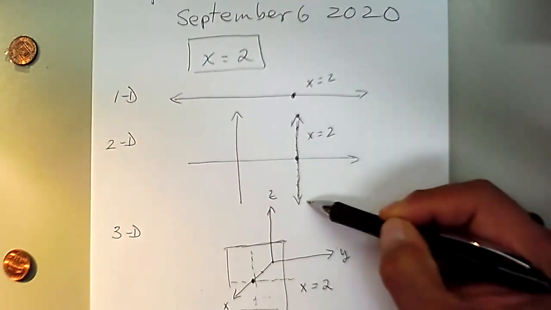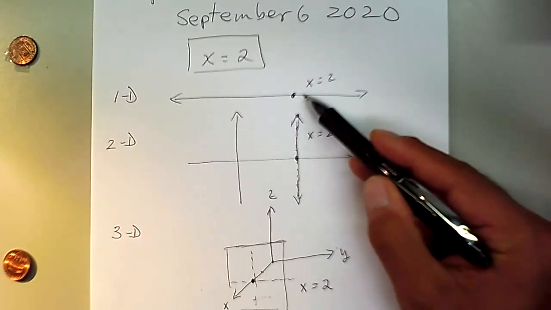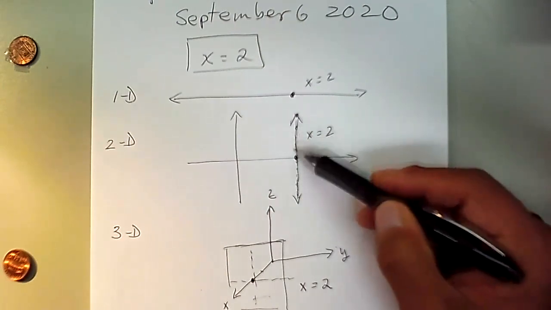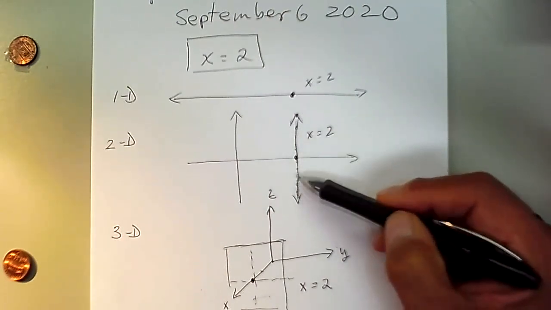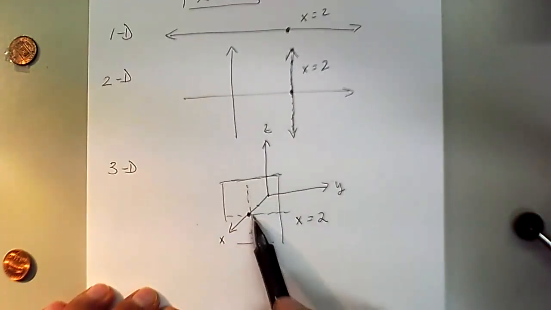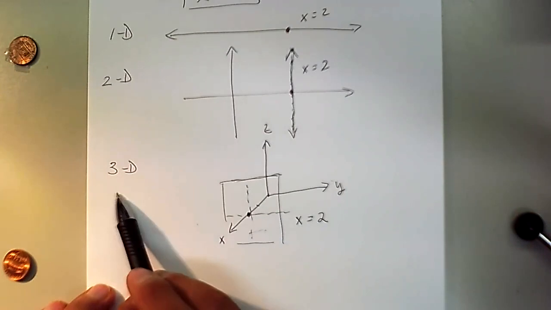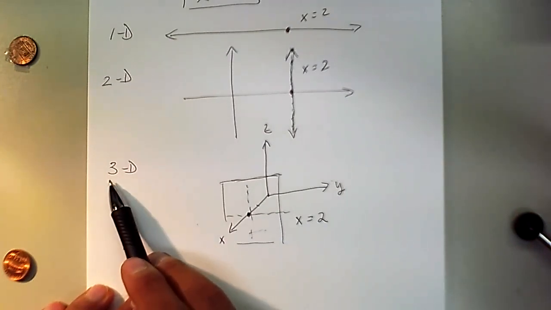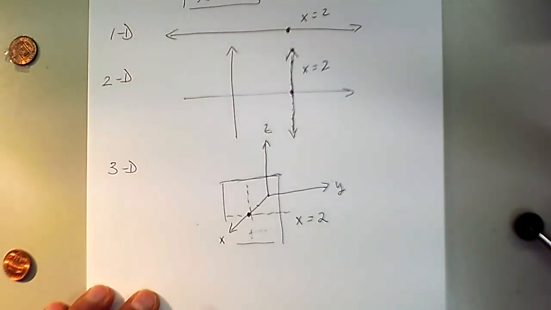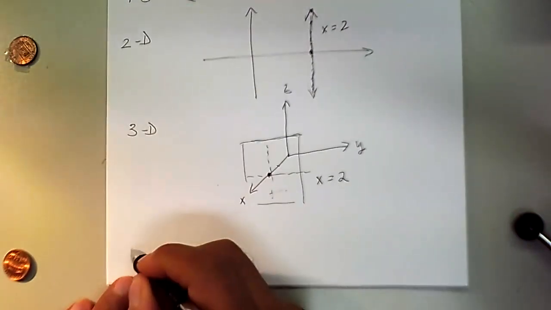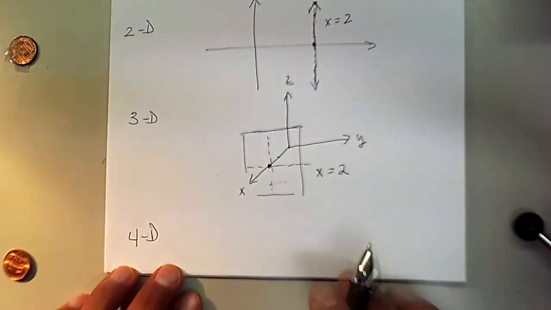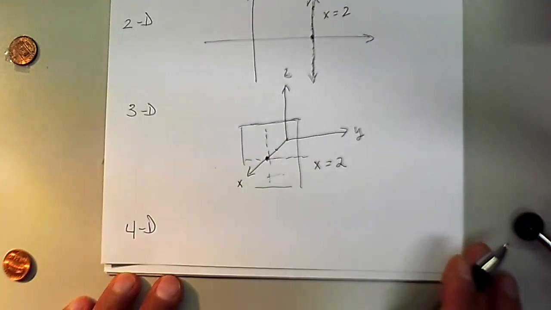Okay, so we started with a point. Now we have a line. See, the point has no dimension. The line has one dimension, dimension 1, which is embedded into a dimension 2 space. The plane has 2 dimensions, and that is embedded into a space of dimension 3. And then we have 4 dimensions, which I'm not going to draw because I don't know how to draw 4 dimensions.